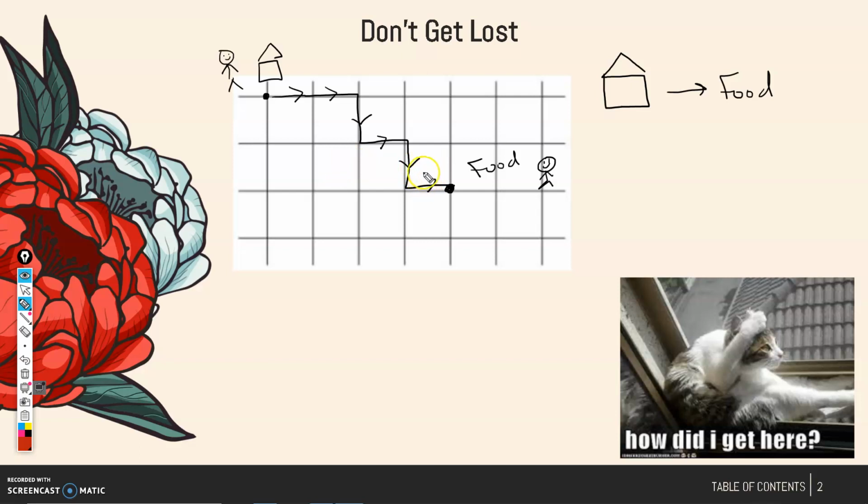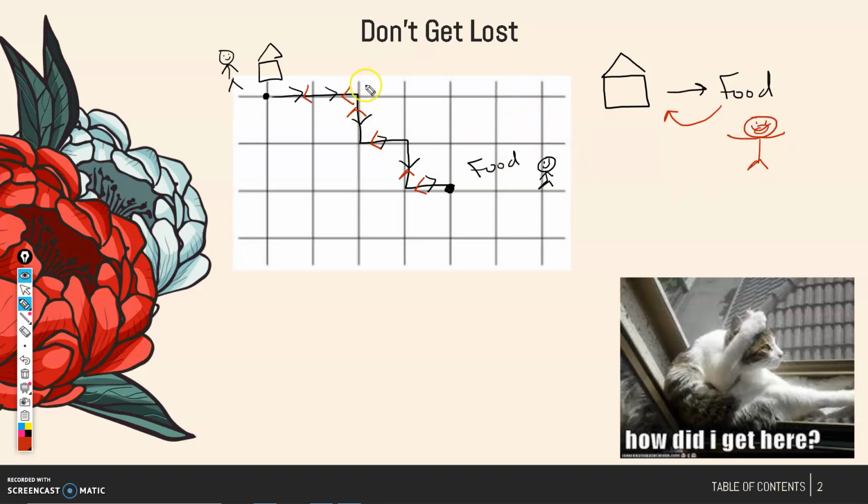So Juan, to go back to his house, says, okay, let me retrace my steps. So I will go left, then up, then left, then up, then left, then left, and then I will be back at my house. And then Juan has successfully gone from food back to his house. This makes Juan very, very happy. Yay!